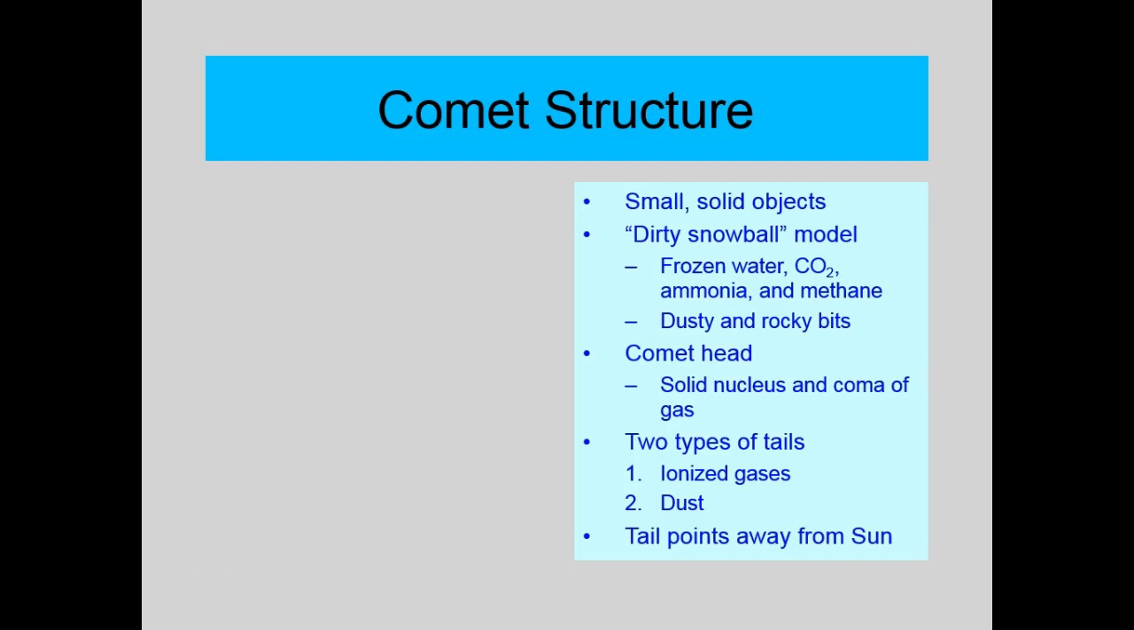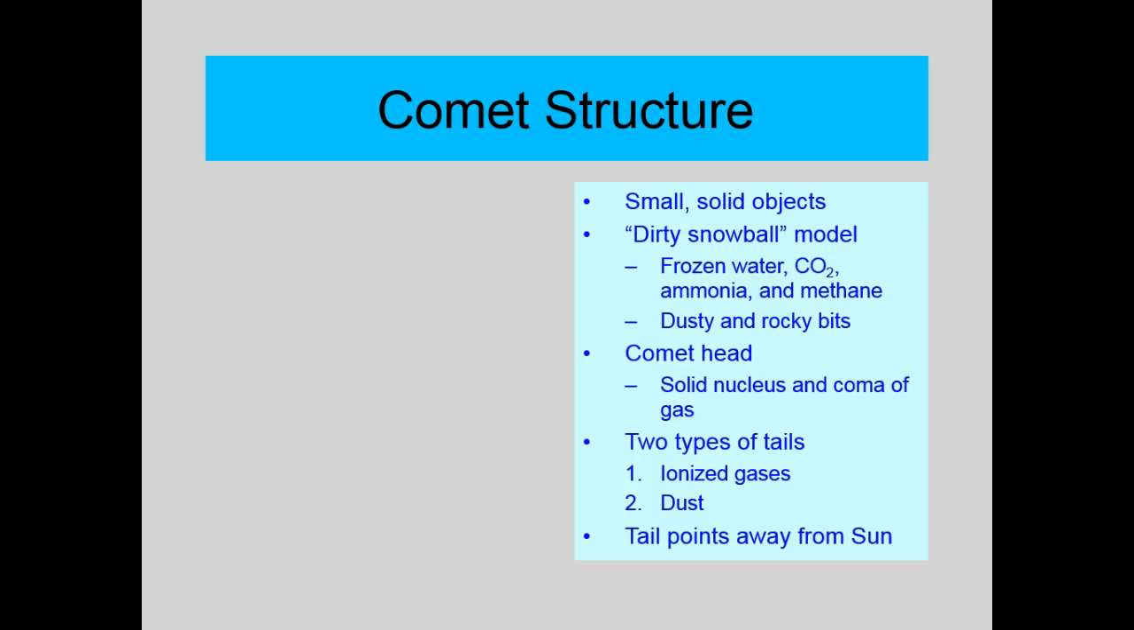Their comet structure, they're small, solid objects. They don't say how small or how solid, but small. They definitely are not gaseous. They're definitely small, solid objects. One of the models is a dirty snowball. So in other words, they have frozen water, frozen carbon dioxide. Now, what do we call frozen carbon dioxide? It has a special name. Dry ice, exactly, dry ice. Frozen ammonia and frozen methane.